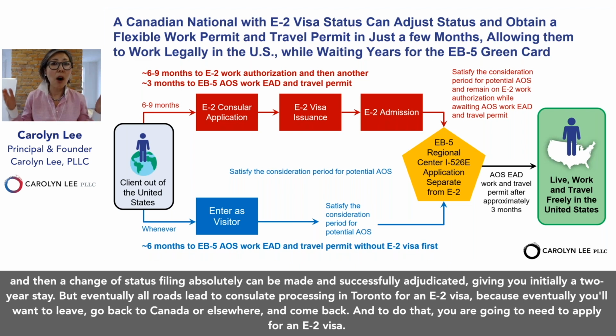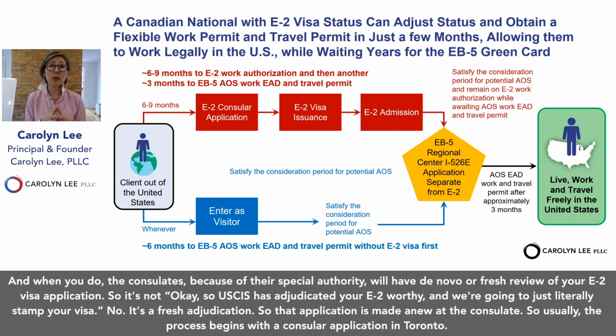But eventually all roads lead to consular processing in Toronto for an E2 visa, because eventually you'll want to leave, go back to Canada or elsewhere, and come back. And to do that, you're going to need to apply for an E2 visa. And when you do, the consulates, because of their special authority, will have de novo or fresh review of your E2 visa application. So it's not that USCIS adjudicated you as E2 worthy and they're just going to stamp your visa. No, it's a fresh adjudication, so that application is made anew at the consulate. So usually the process begins with a consular application in Toronto.